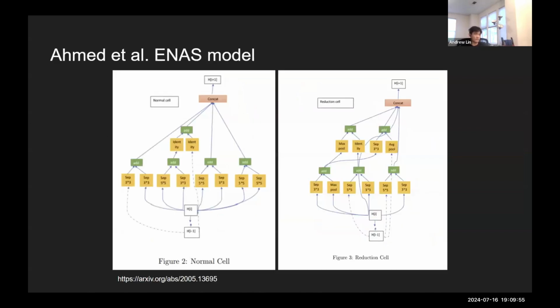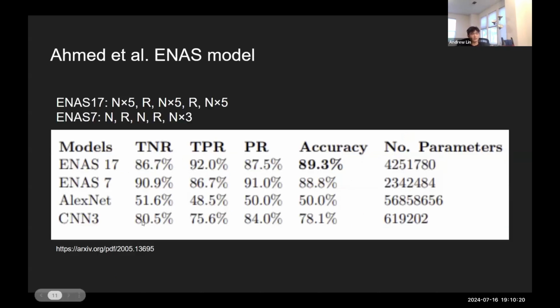Finally, Ahmed et al. proposed efficient neural architecture search to detect breast cancer in ultrasound images. ENAS is a reinforcement learning model that creates 2 optimal cells, a normal cell and a reduction cell. The 2 optimized cells are shown here. They then manually put together a CNN architecture using the generated cells. The 2 created models are ENAS 7 and ENAS 17. These both prove to be more accurate than the AlexNet and CNN3 architectures.